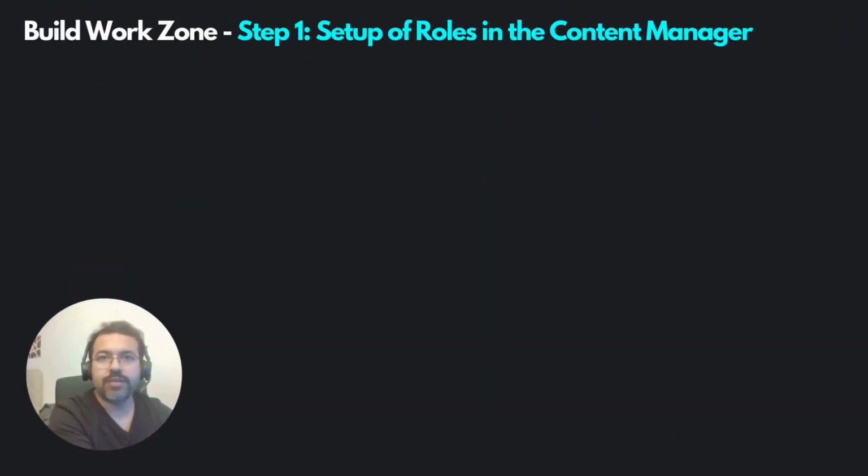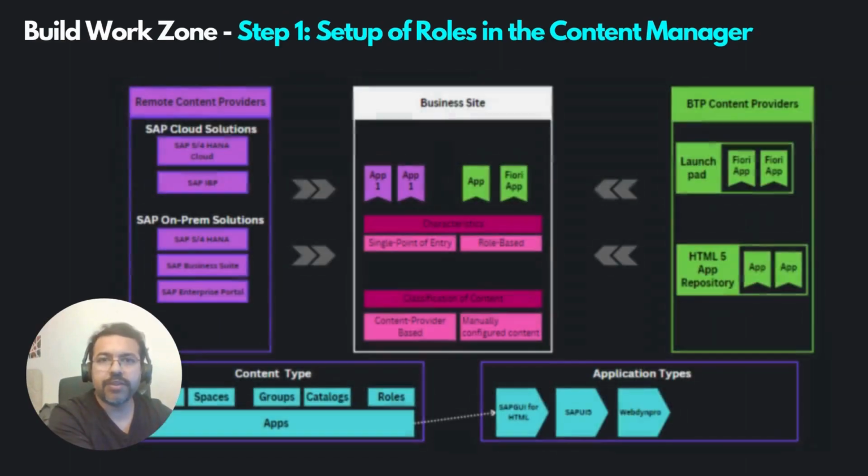So the first step that we are going to do is set up the roles that we need. So a quick look at our big picture here. We had learned in the first video of this series that content can be classified based on where it originates from. So you can have content that comes in either from a content provider, or you can have content that is manually configured within the Build Work Zone itself.